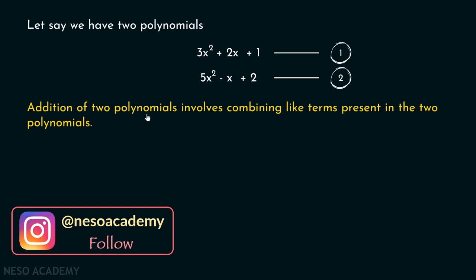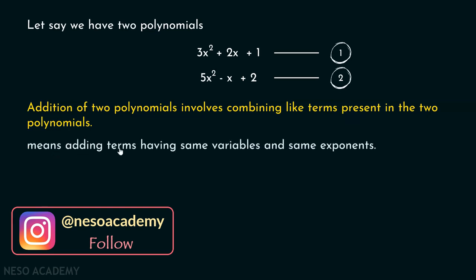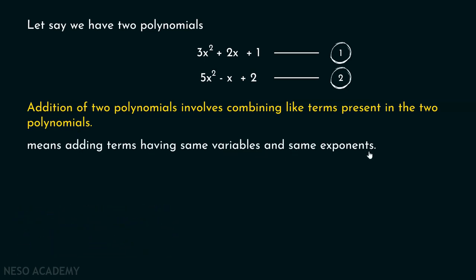Addition of two polynomials involves combining like terms present in the two polynomials. Now, what do we mean by combining like terms? What do we mean by like terms? This simply means adding terms having the same variables and the same exponents. Like terms are those terms which have the same variables and the same exponents. We have to add these terms only. This is what addition of two polynomials means. We simply want to add these two polynomials.